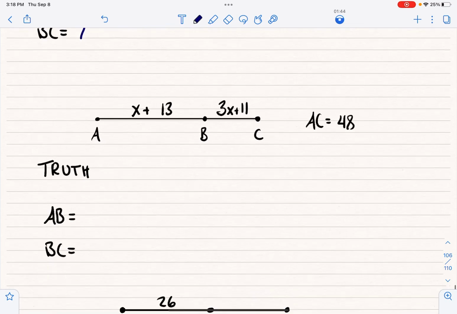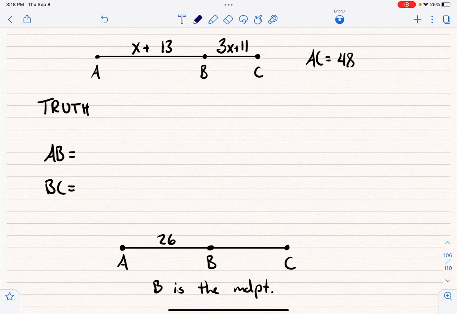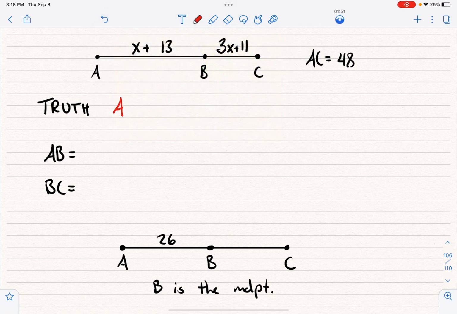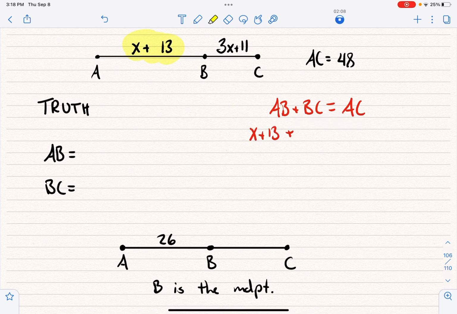Now, this is the exact same problem as this one right here. It just has some algebraic expressions in it. But otherwise, it's still the exact same thing. The truth is that the length of segment AB plus the length of segment BC is equal to the length of segment AC. And so this time I start with that truth, and I'm going to move it over here a little bit, give myself a little more room, and then I'm going to substitute in the things I know. That the length of segment AB is x plus 13. The length of segment BC is 3x plus 11. And the length of segment AC is 48.